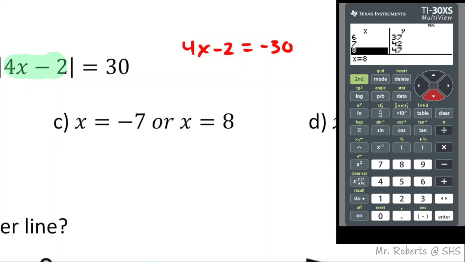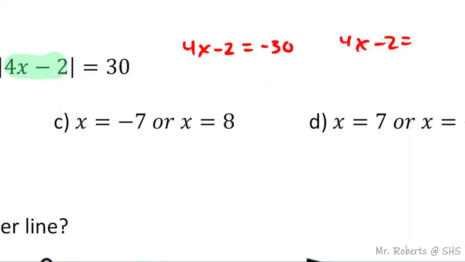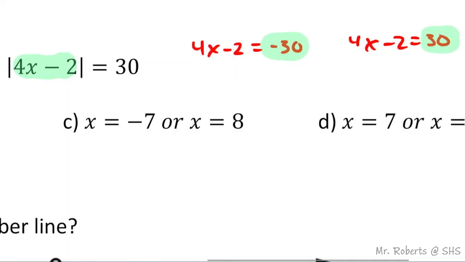When I take the absolute value of something, if I took the absolute value of negative 30, it would produce an answer of 30. If I took the absolute value of positive 30, it would also produce an answer of 30. So getting rid of the absolute value symbol requires breaking my equation up into two things I consider. Considering that this entire expression here is either a positive 30 or a negative 30.